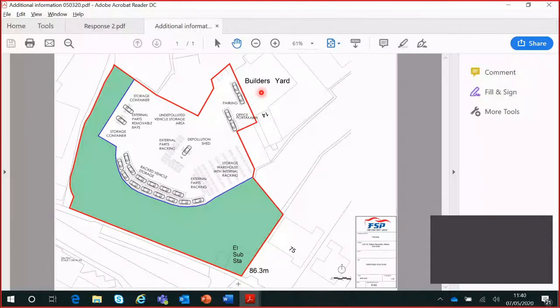The number of vehicle movements that the development will generate is relatively low, particularly compared to the other uses on the site.